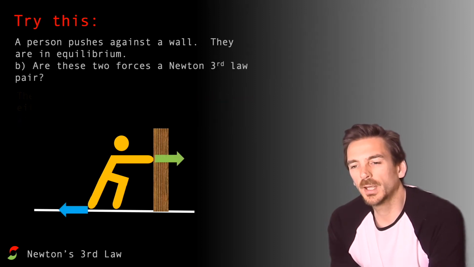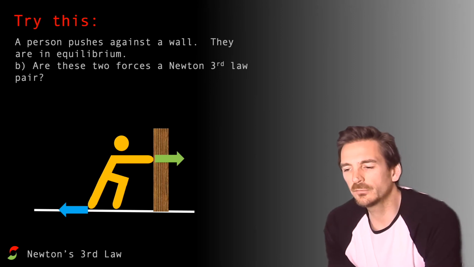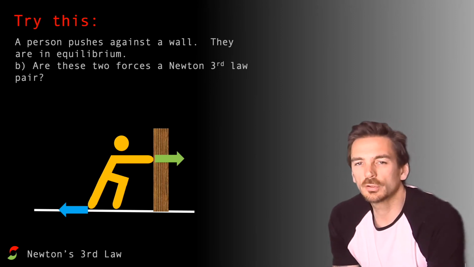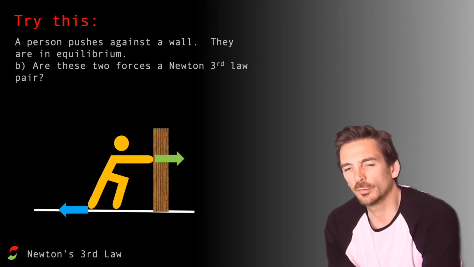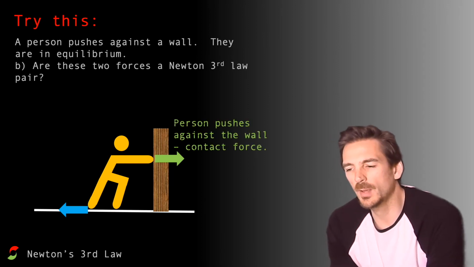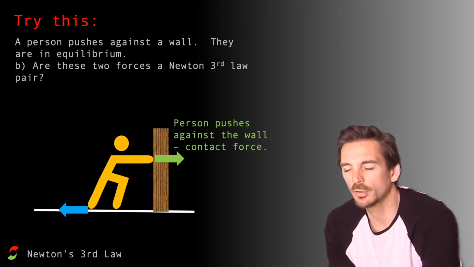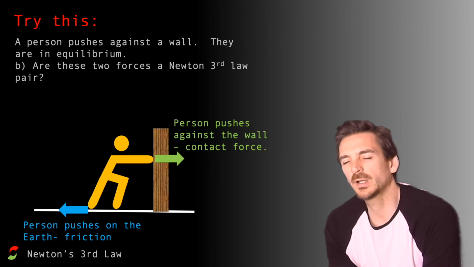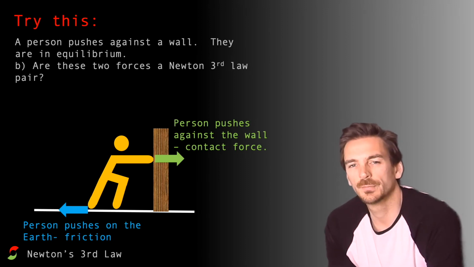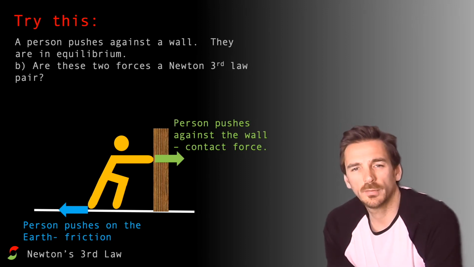So let's have a look at part B of this question. Are these two forces a third law pair of forces? And we've got the green one by the hand. We're going to call that a person pushing against the wall. I'm going to call that a contact force. And the blue one, I'm going to call that a person pushing on the Earth due to friction. So the question is, are these Newton's third law pairs of forces?